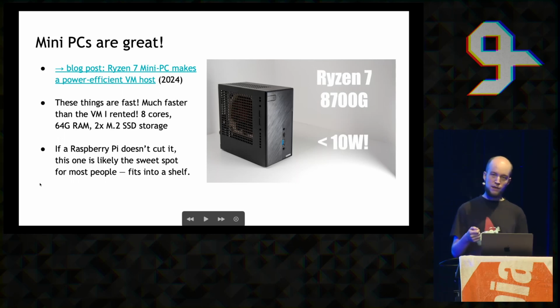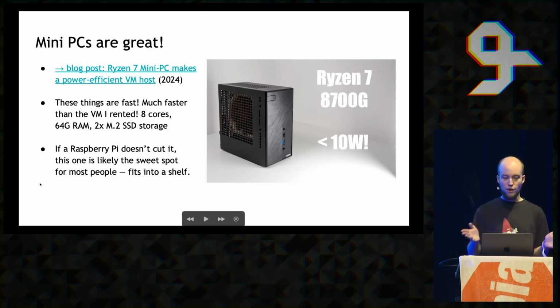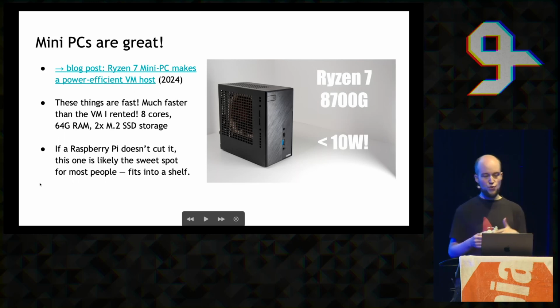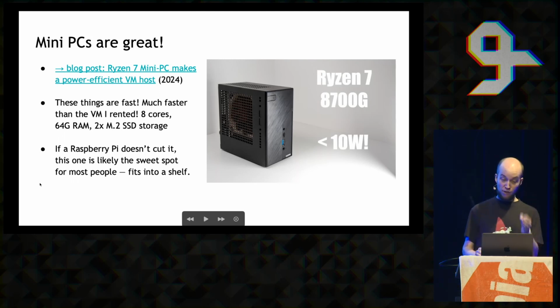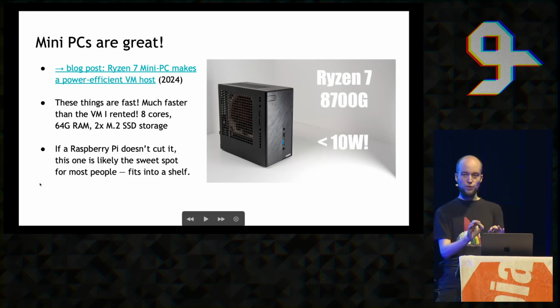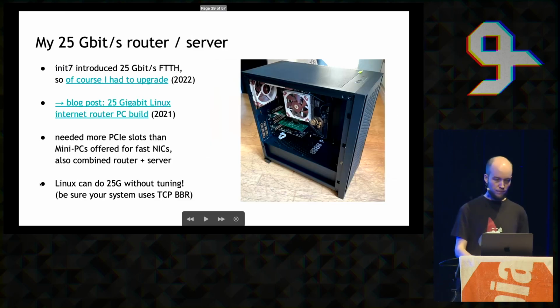So I put in a Ryzen 7 8700, maxed it out with 64 gigs of RAM and 2 M.2 SSD storage, and it's much faster than any sort of commercial VM I rented before from other providers. So I really think if a Raspberry Pi doesn't cut it, this is the sweet spot. You'll probably want something like this.